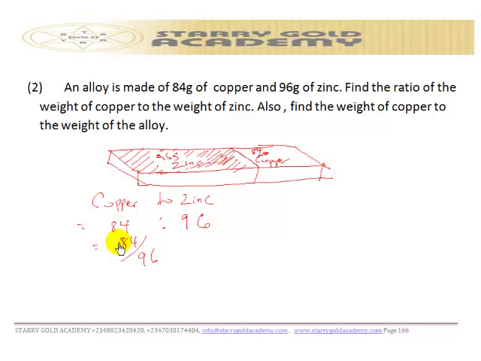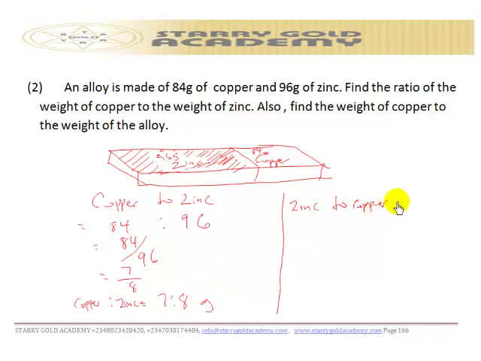So I also know that 12 times 8 is 96. If you use 12 to divide 84, you have 7. If you use 12 to divide 96, you have 8. So the ratio of copper to zinc, copper ratio zinc, is 7:8. And zinc to copper, let's do it in grams, is 8:7 grams.